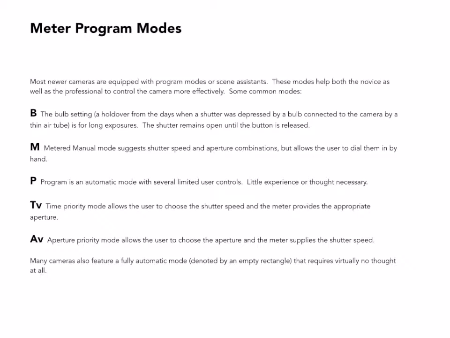M, for metered manual mode, suggests shutter speed and aperture combinations, but allows the user to dial them in by hand. P, for program, is an automatic mode with several limited user controls. Little experience or thought is necessary. TV, time priority mode, allows the user to choose the shutter speed and the meter provides the appropriate aperture. AV, aperture priority mode, allows the user to choose the aperture and the meter supplies the shutter speed. Many cameras also feature a fully automatic mode denoted by an empty rectangle that requires virtually no thought at all.